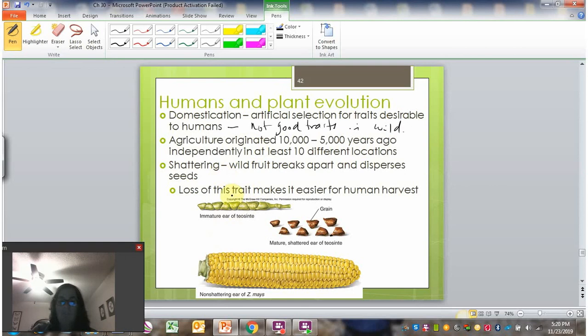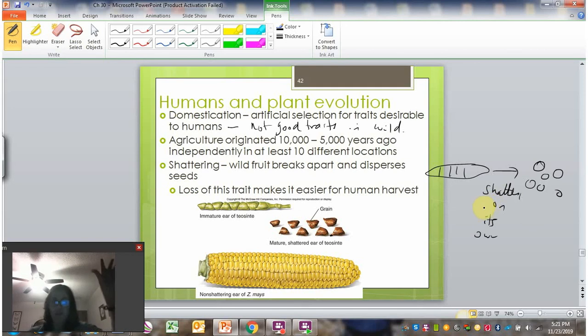In the wild, grains will tend to shatter. So you have something like an intact head, and all the seeds are here, and it will shatter on its own and break off and make the individual seeds. So that's shattering. So this is great for plants in the wild because they want their seeds to break apart and scatter onto the ground into different spots so that next in the springtime, those seeds can germinate and make new babies.